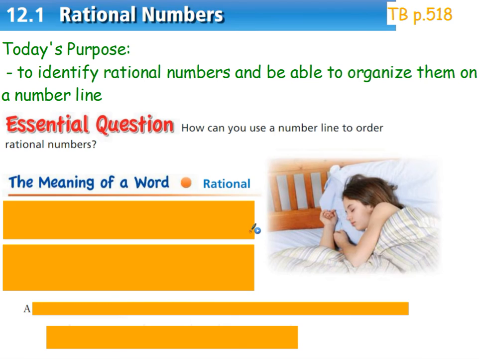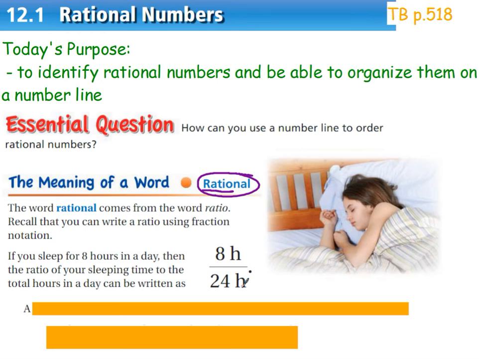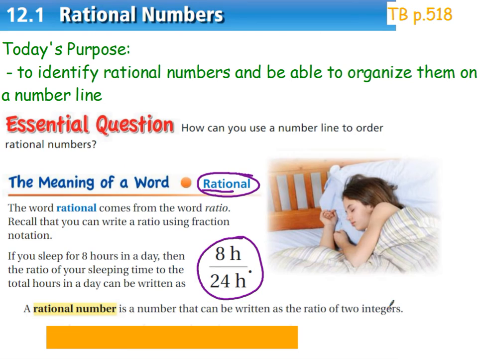So first thing we're going to do is talk about what the word rational means. And as you've probably noticed, it has the word ratio in it. The word rational comes from the word ratio. Recall that you can write a ratio using fraction notation. So remember, a ratio is simply a comparison of two numbers, and one way to write it is as a fraction. So if you sleep for 8 hours a day, the ratio of your sleeping time would be 8 to 24 hours. A rational number is a number that can be written as the ratio of two integers.